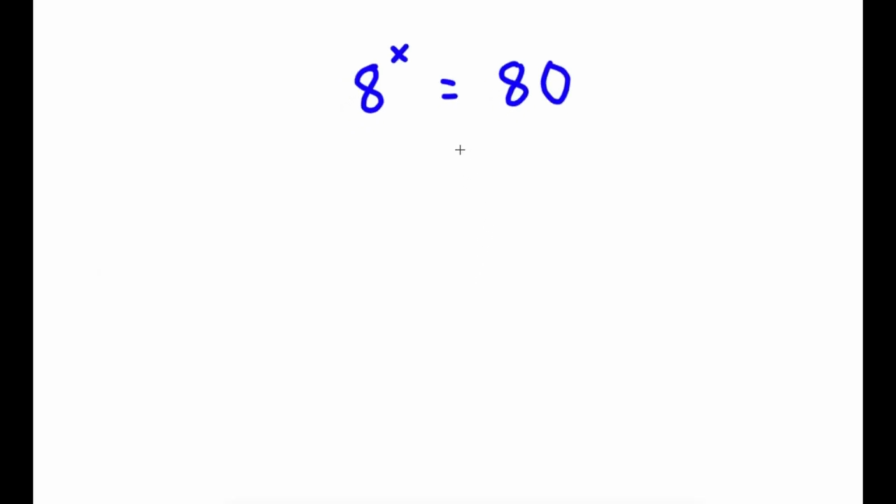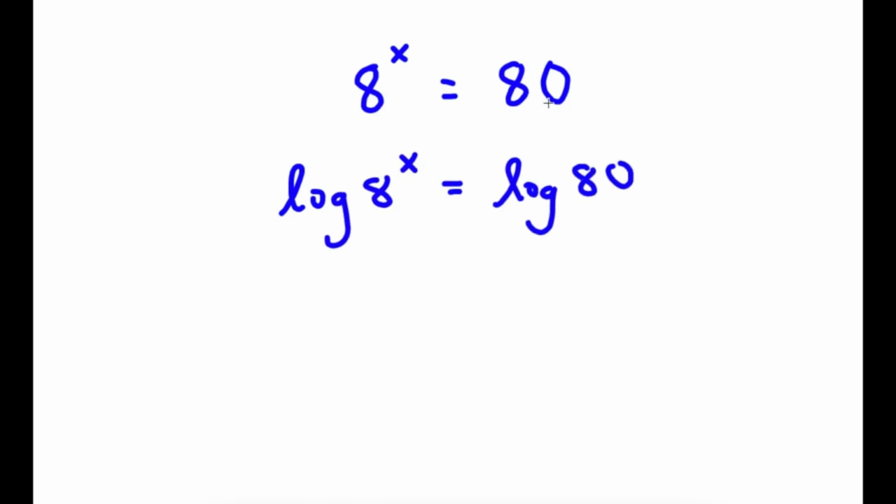Alright, so in this problem, I have 8 to the power of x is equal to 80. So to solve this, I'm going to first start by taking the log on both sides. So now I have log of 8 to the power of x is equal to log 80.